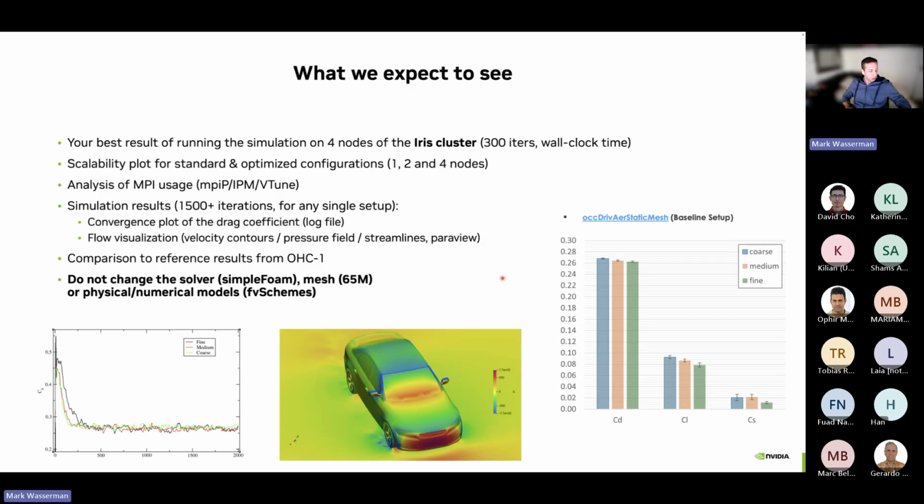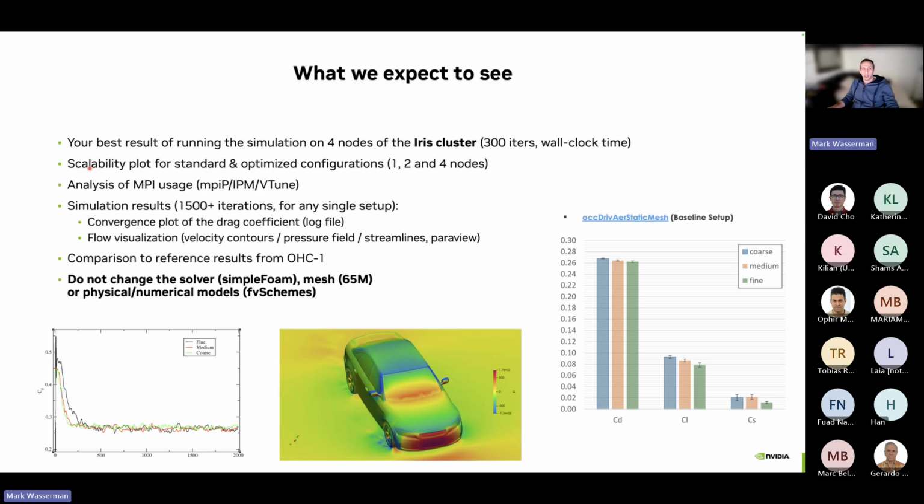So now, more in depth as to what we expect to see. We expect to see several things in your final submission. One is your best result of running the simulation on 4 nodes of the iris cluster. And in this case, we want to see results for 300 iterations, and we want to see wall clock time, not any other metric. Wall clock time is measured directly inside OpenFOAM, and it's called clock time, but you can also measure it with any other method of your choosing.